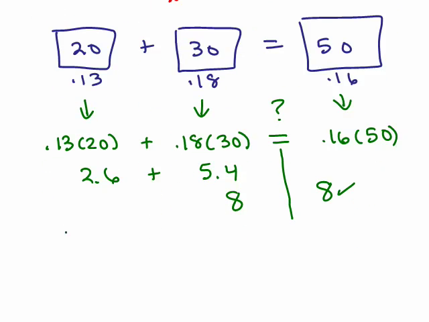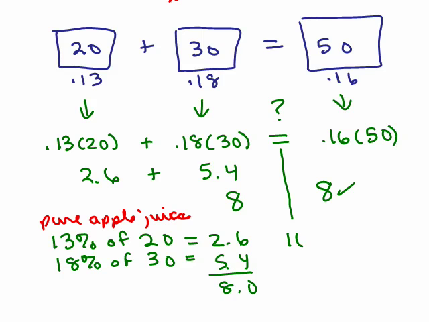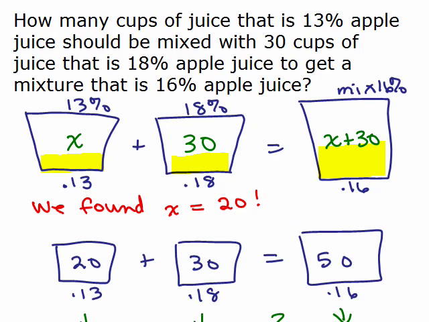Another way to do this is to say, well, you've got 13% of 20 is 2.6. That's how much apple juice. So we're again checking the pure juice. Different ways of writing the problem. And you also have 18% of 30 cups, which is 5.4, and when you add that up you get 8.0, and then you're checking that against 16% of 50 equals 8.0, and these match. All right, so the answer to the problem, remember, you have to remember what the question was.